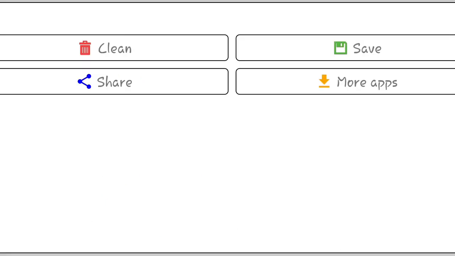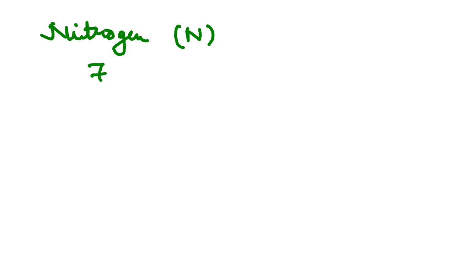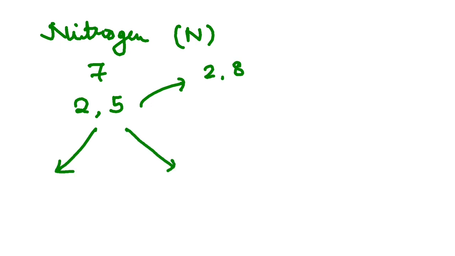Okay, let me take one more element so that you understand. Let's take the example of nitrogen. What is the symbol of nitrogen? N. What is the atomic number of nitrogen? 7. So what is the electronic configuration? 2, 5. So it obviously wants to become stable, right? 2, 8 suppose. So it has two options. It can take 3 from somebody and become 2, 8, or it can release these 5 and become 2 only.